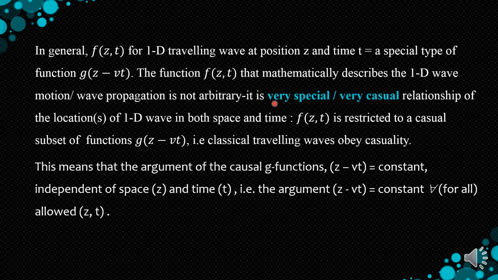What does it mean? It is a very special or causal relationship of the locations of a one-dimensional wave in both space and time. For f of z of t is restricted to a causal subset of functions g of z minus vt, such that classical traveling waves obey causality. This means that the argument of causal g functions, z minus vt, is constant, independent of space z and time t, such that the argument z minus vt is equal to a constant.